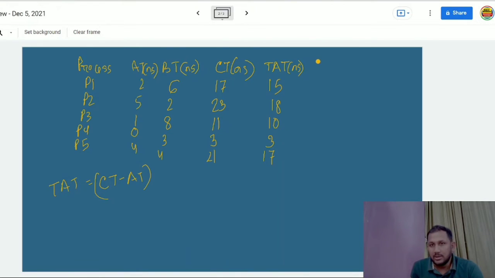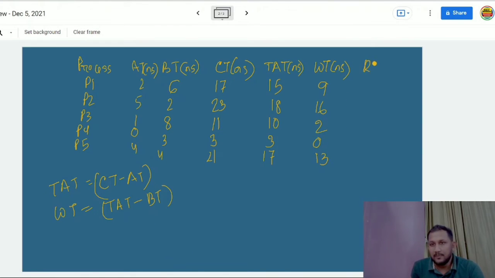Now we have to find out the waiting time, also in nanosecond. The formula for waiting time is waiting time equals turnaround time minus burst time. 15 minus 6 equals 9. 18 minus 2 equals 16. 10 minus 8 equals 2. 3 minus 3 equals 0. And 17 minus 4 equals 13. So these are the waiting times.